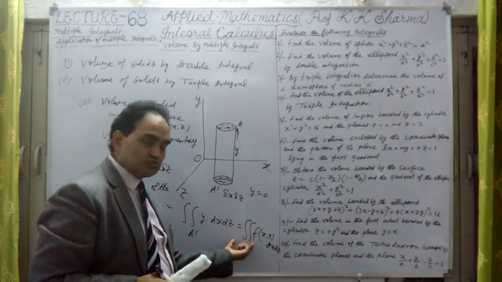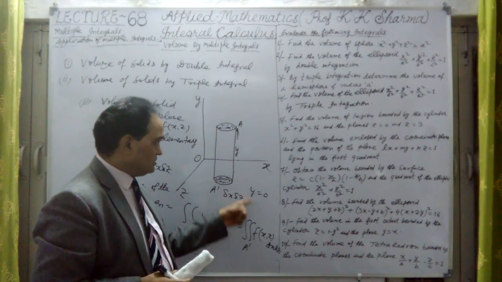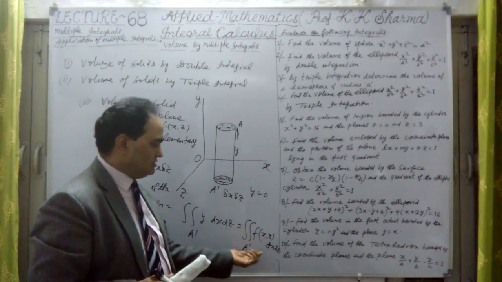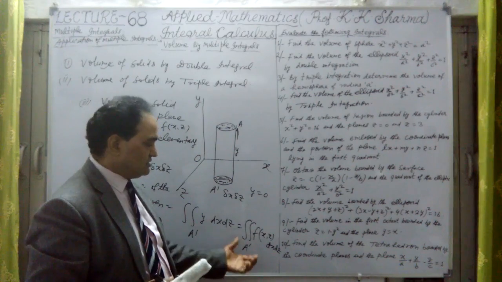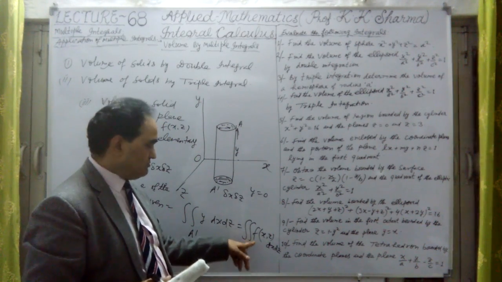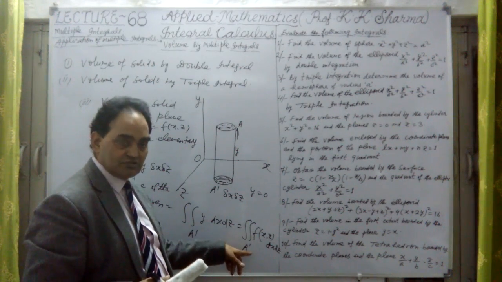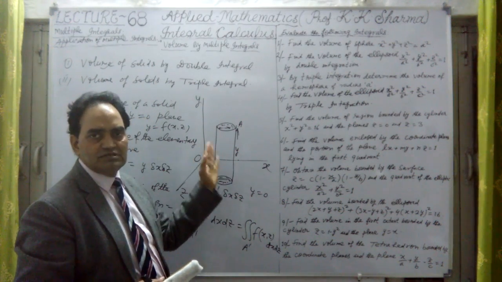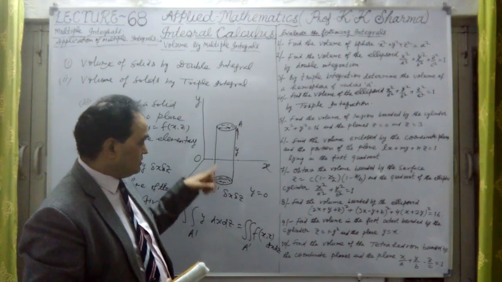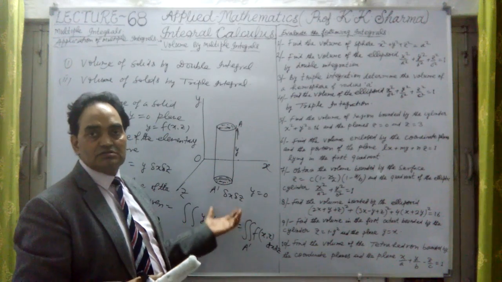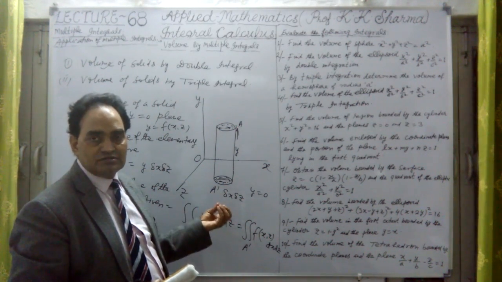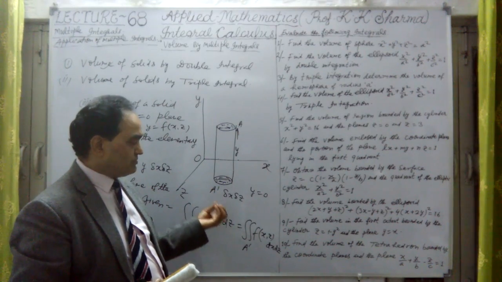Now the limits are chosen in such a manner that the whole solid is covered. Whatever equation of the solid is given to us, it is completely covered, so that we can take limits for the variables x and z in this case, or x, y and z, whatever. This is the way of finding out the volume of a solid with the help of double integrals.